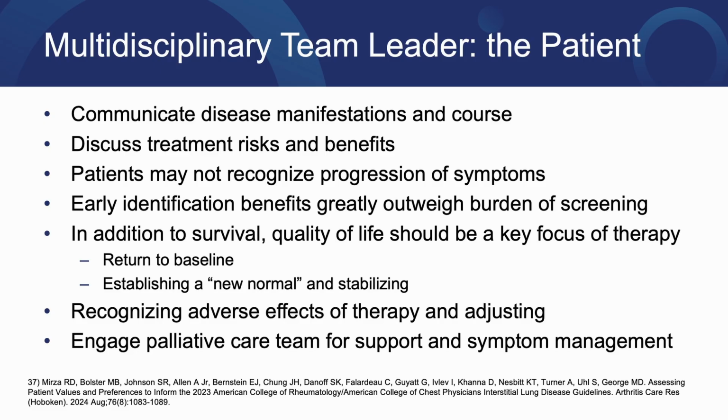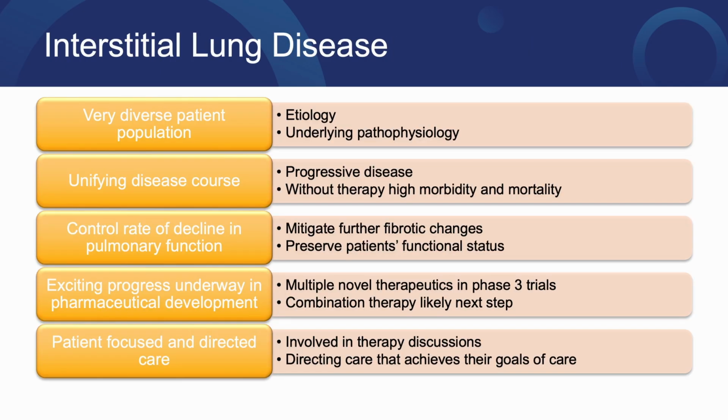That discussion should happen. All right, so overview, very difficult population, oftentimes difficult to diagnose in the early stages. Can progress, unfortunately, has a very high morbidity and mortality. Prognosis, can mitigate further fibrotic changes other places in the body. We want to try to preserve their status, preserve their lung function as long as possible. New therapies are coming. We have new established therapies, which are great.